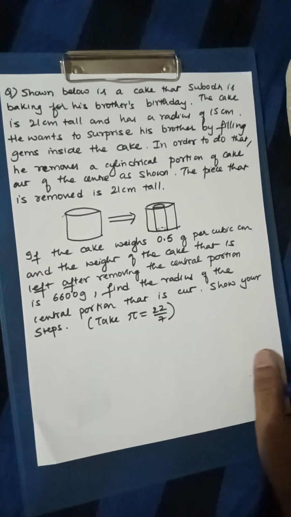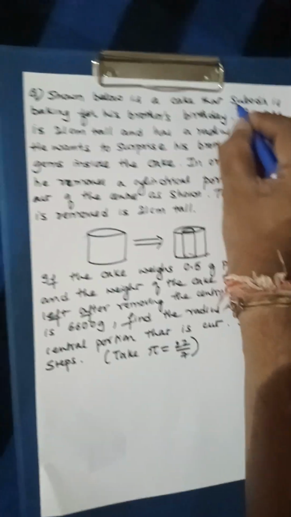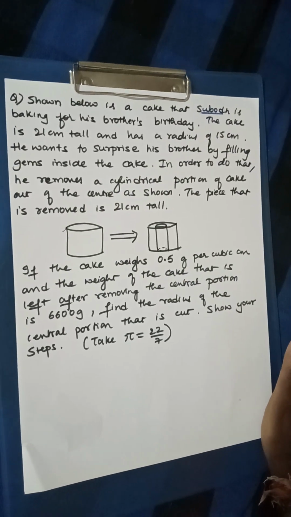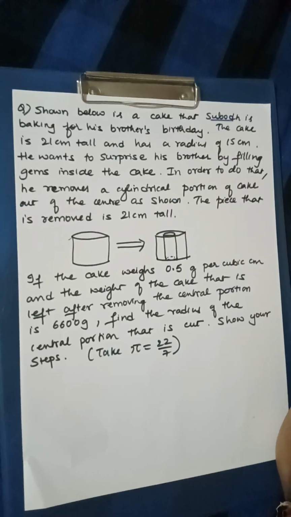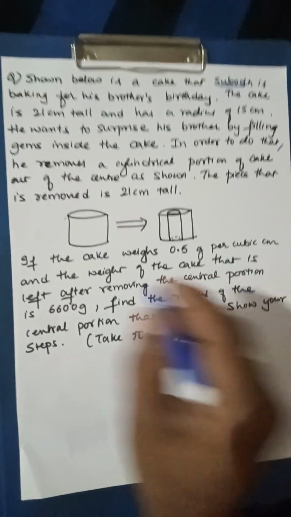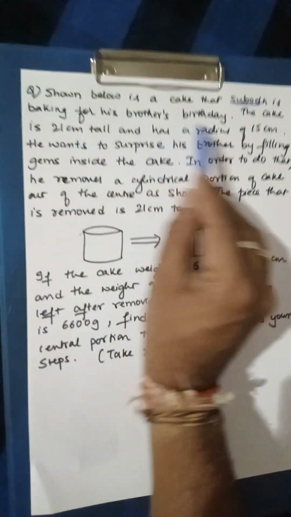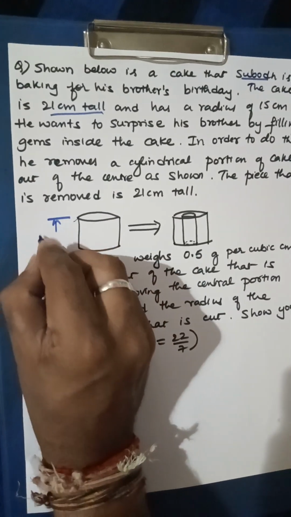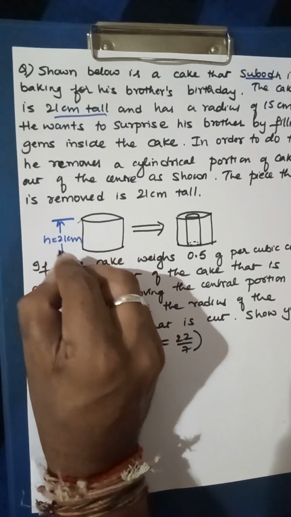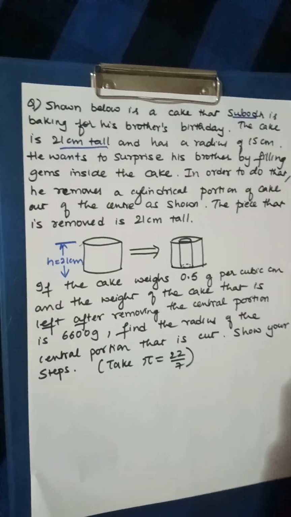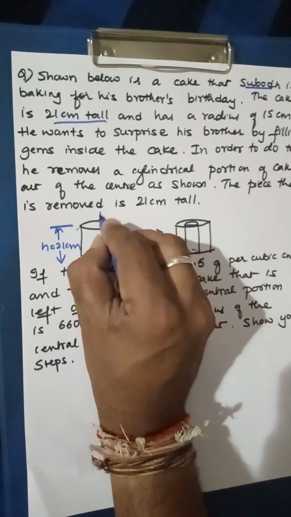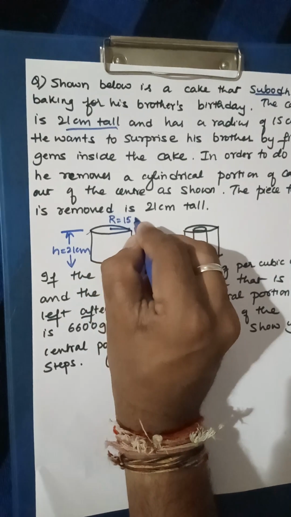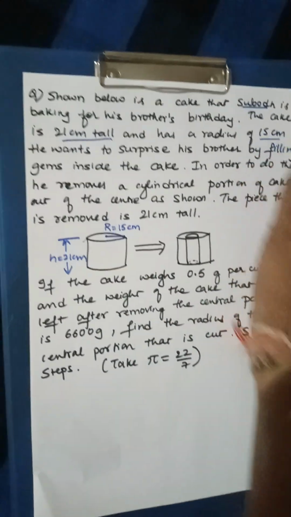So there is a person by name Sobodh. He is baking cake for his brother's birthday. This is the cake, which he says is 21 centimeter tall. That means the height of the cake is 21 centimeters. And it has a radius of 15 centimeter. I will assume the radius of this cake as capital R and it's equal to 15 centimeter.